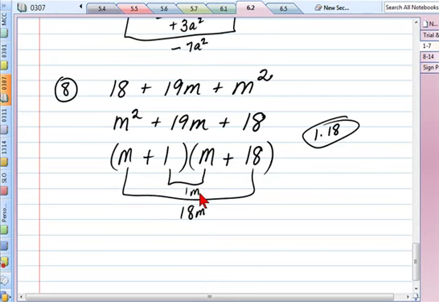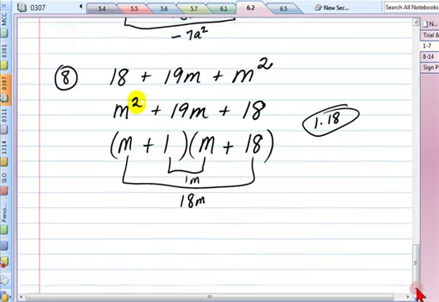Now, why did you rearrange it? I rearranged it because I would really like the first term to be the high power. Okay? All right, let's look. We're going to skip to number 10.